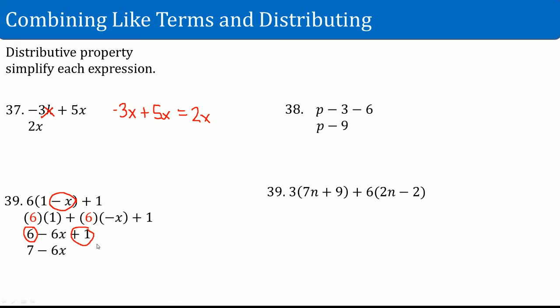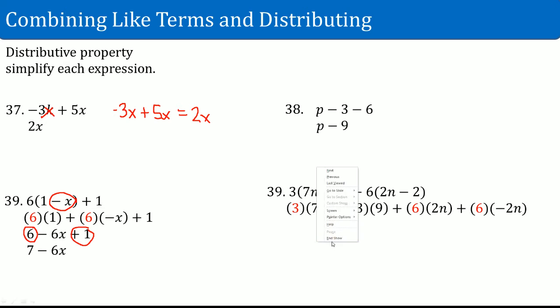Combine them. 6 plus 1 is 7. Minus 6x is what is left. Number 39: 3 parentheses 7n plus 9, close the parentheses, plus 6, open the parentheses, 2n minus 2, close parentheses. We have to distribute.